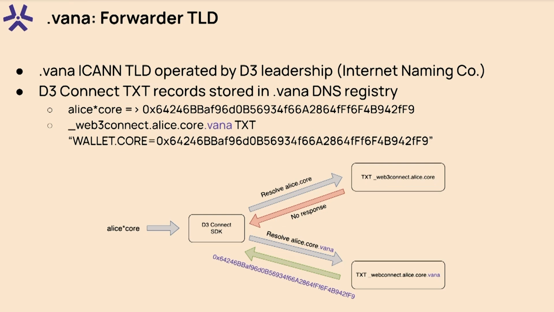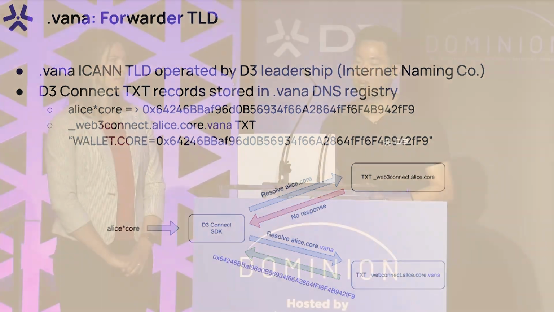Our D3 Connect SDK will always try to resolve the name as is, and if it doesn't receive a response, it falls back to resolving with the .vana extension. And this future-proofs our SDK so that once the partner TLD is approved and goes live, D3 Connect will just work seamlessly and start resolving using the text record from the real domain instead of the .vana.